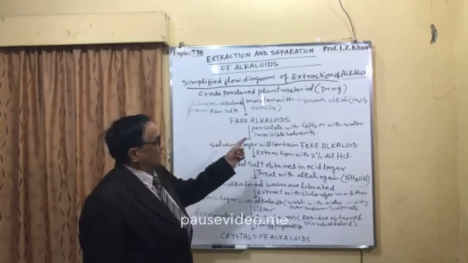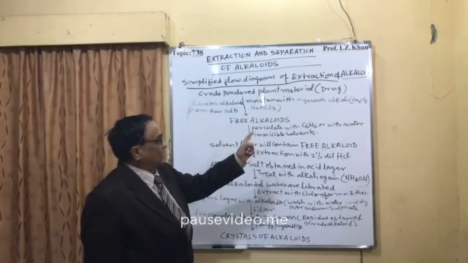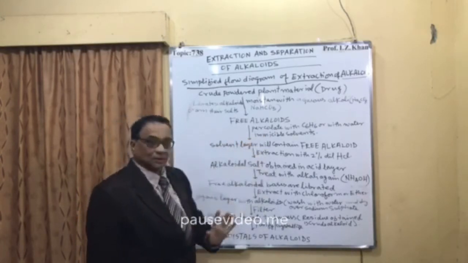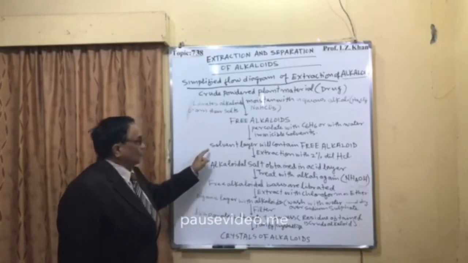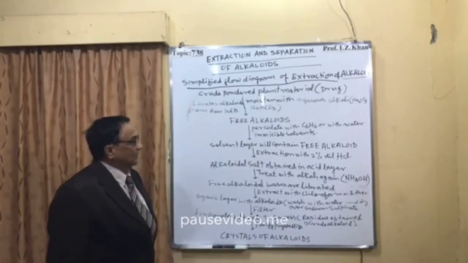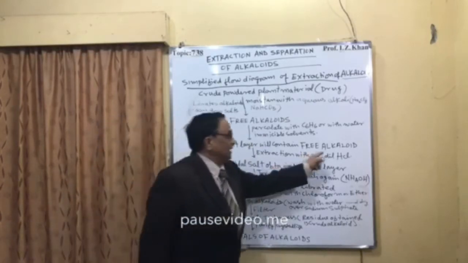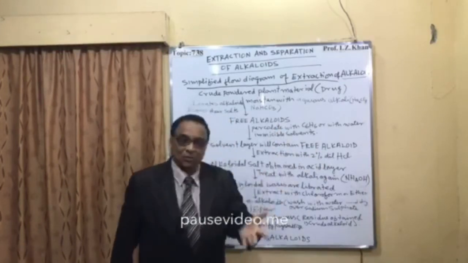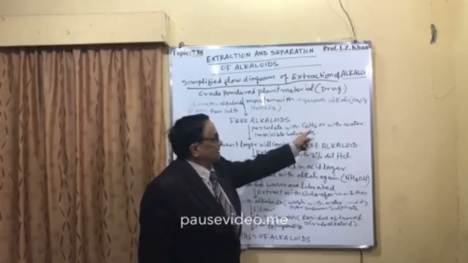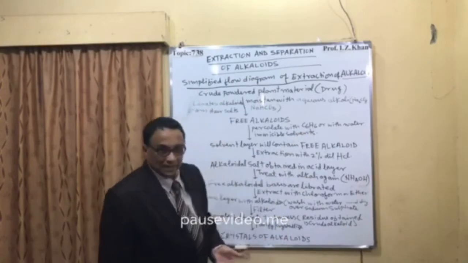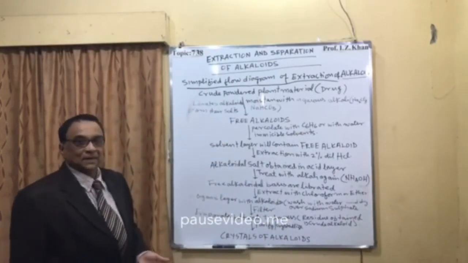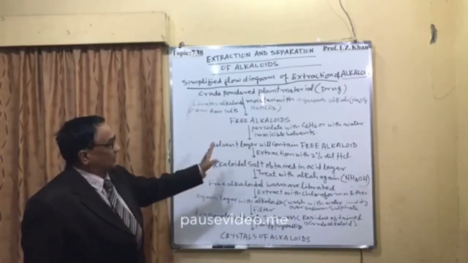And that I have already written here, that with water, which should be an immiscible solvent, we will get a solvent layer that will contain the free alkaloid. That solvent may be chloroform, maybe benzene, or maybe petroleum ether. They are immiscible in water. So the free alkaloid will be there.